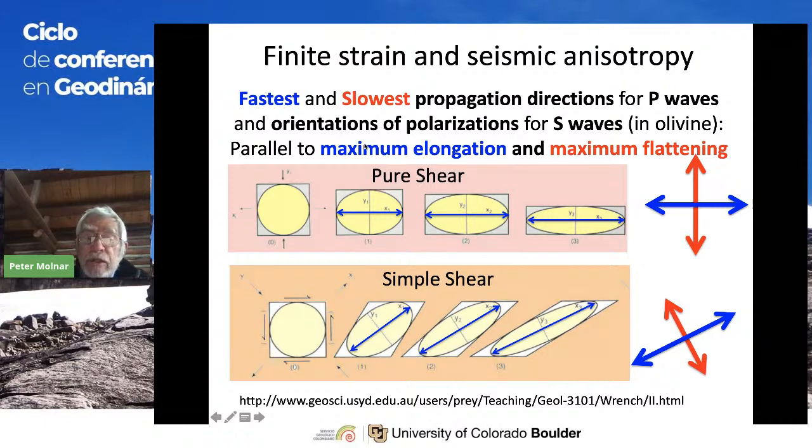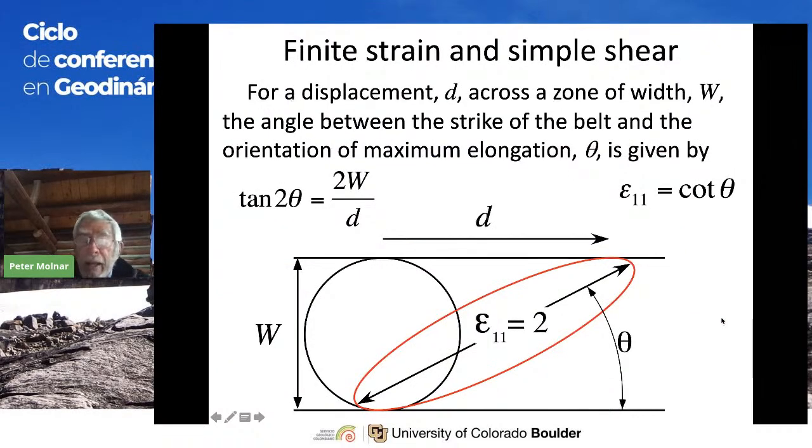And the fastest orientation of the polarization for S waves. So S waves coming out from behind the screen towards you, the faster of the two quasi-S waves would be aligned parallel to maximum elongation, as in this case. And one can use this as a strain gauge insofar as the strain isn't too large.